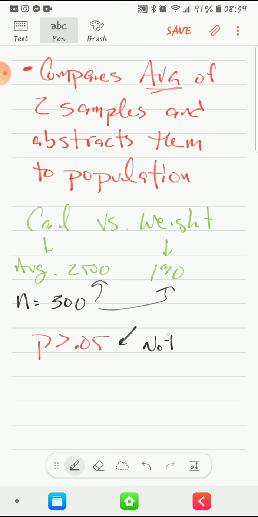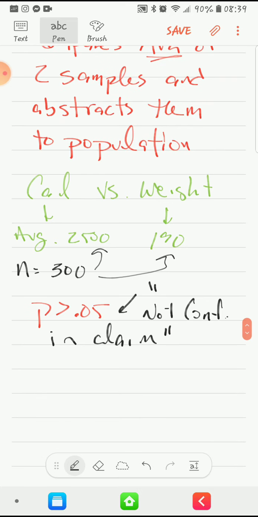So, not confident in the claim. The whole idea is that there's going to be a claim that's made. Someone's going to say, well, I claim that the more calories you eat, the more weight you gain, or whatever it may be. And if you calculate the averages and do the p-value, the T-test of those two sample averages, and you get a p-value above 0.05, you can say we're not confident in that claim. Another way to say that is you can't reject the null hypothesis.